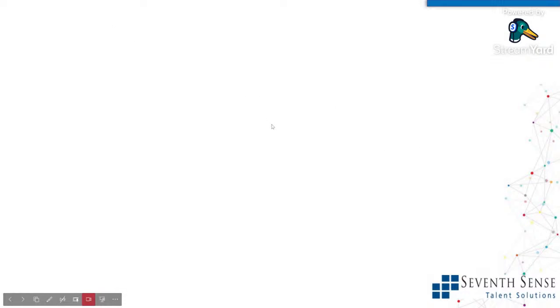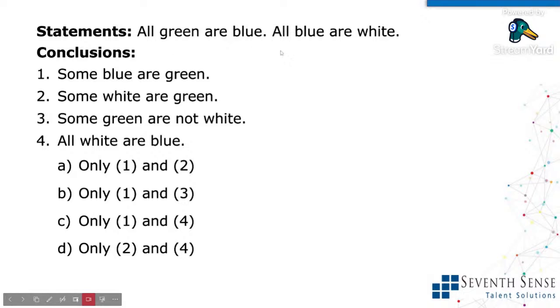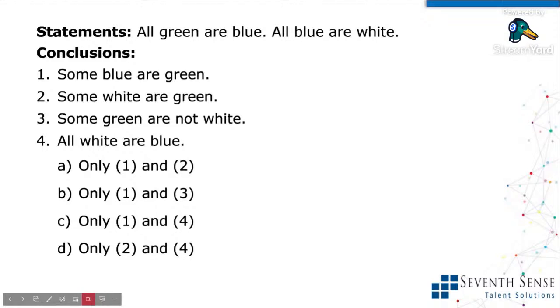Now, in a similar way, let us try our next one. All green are blue, all blue are white. Now, quickly try this. Yes, 1, 2, and 3 are right. When I copied these options, I copied the wrong set of options. That is why that confusion has been there. So, no issues. Now, try this. All green are blue, all blue are white. Conclusions: some blue are green, some white are green, some green are not white, all white are blue. Now, quickly try this.